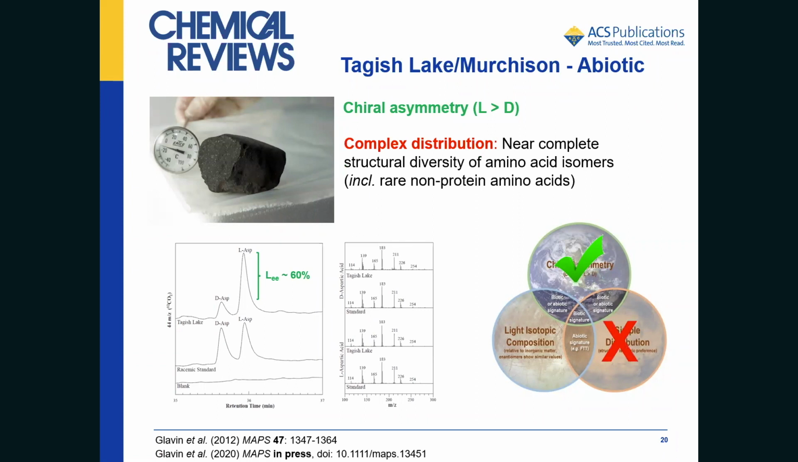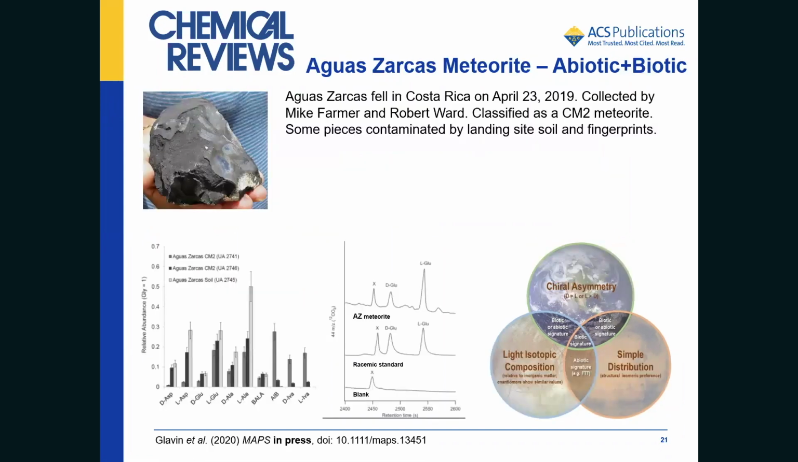Problem here is that the distribution is too complex, and we can explain that distribution by abiotic chemical reactions. So we see near complete structural diversity, including a variety of rare non-protein amino acids. So it doesn't pass the simple distribution check. And then finally, the amino acids are heavily enriched in carbon-13, so no evidence of biological fractionation processes here. So this is a clear case of abiotic chemistry, and we knew that, but just making sure that our criteria are working as designed.